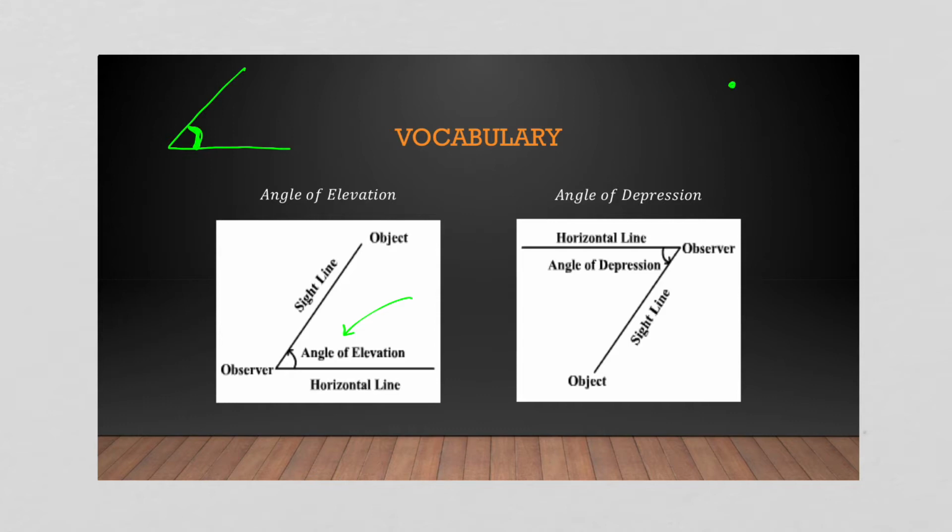So if the person is here and they're observing down there, it's not this angle. Okay, it's the angle created with the horizontal. So it's the angle created with the horizontal here. So if you had a triangle, the angle of depression would actually be up here. Okay, so just be aware of that vocab.